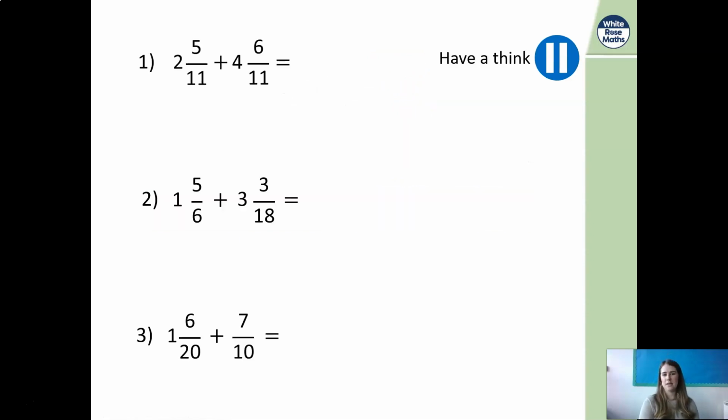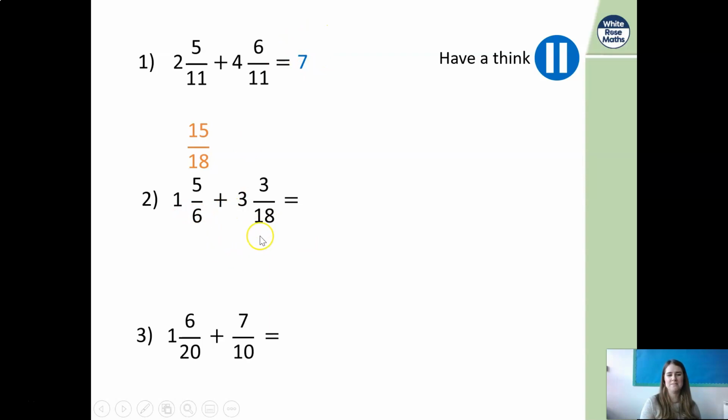So on that basis, now that you've had a go at that, let's do a little bit more practicing. So pause the video and have a go at these sums. Well, the first one's easy enough. Okay, because our denominator is the same. So 2 add 4 is 6. But if I did 6 add 5, 6 add 5 gives me 11. So it's going to give me another whole one.